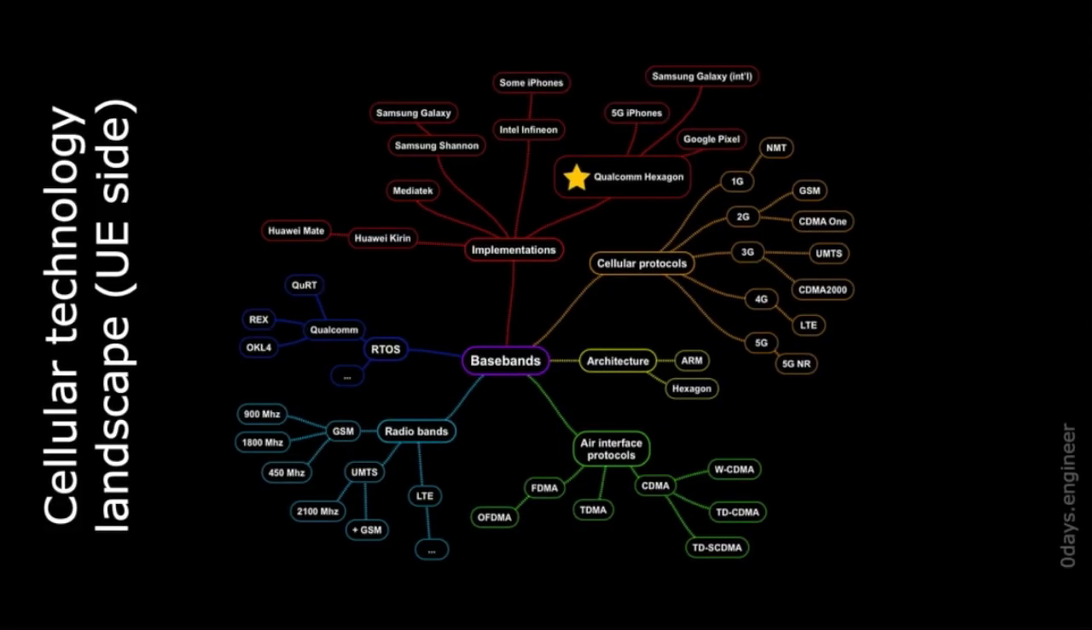Let's start from the top-level overview of cellular technology. This mind map presents a simplified view of various types of entities that we have to deal with with respect to basebands. It's not a complete diagram, of course, but it only presents the classes of entities that exist in this space. Also, this mind map is specific to the client-side equipment, the user equipment, and it completely omits any server-side considerations, which are a world in their own.